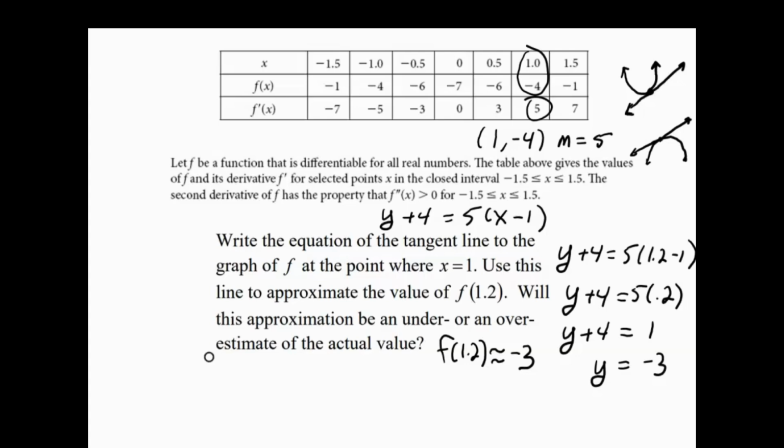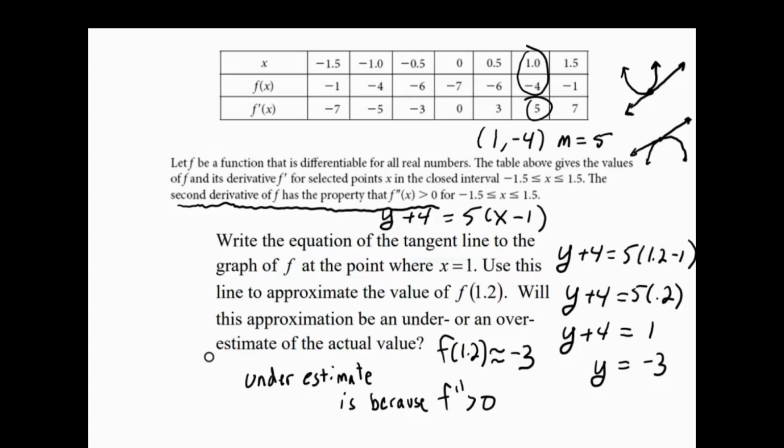Okay, so now what's the concavity here? Well, this is why they had this last sentence. The second derivative of f has the property that f double prime is greater than 0. Well, if f double prime is greater than 0, that means my function must be concave up. So that means that this would be an underestimate. And to justify on the AP test, all you would have to say is because f double prime is greater than 0 on that interval.